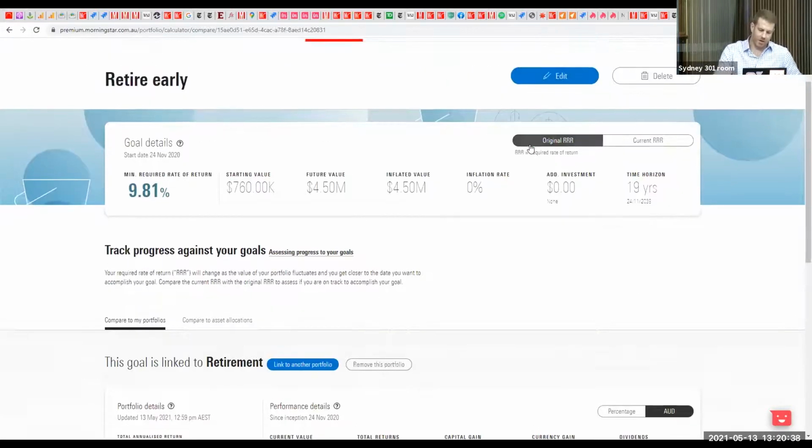And so what this automatically does is there's your original required rate of return and then your current required rate of return. So in this case, the required rate of return is coming down. And that is a good thing. That means I am ahead in terms of achieving my goal. If it went up, I am behind. And the reason we want to do this is because it will inform decision making. So in this case, we have a pretty small difference. But here's how this could actually impact you.